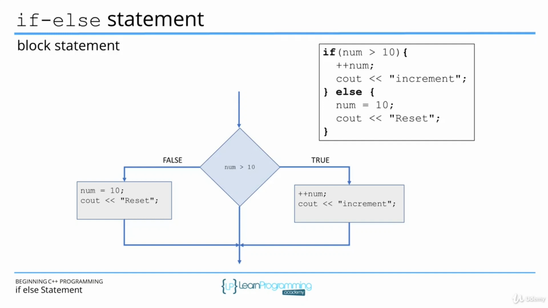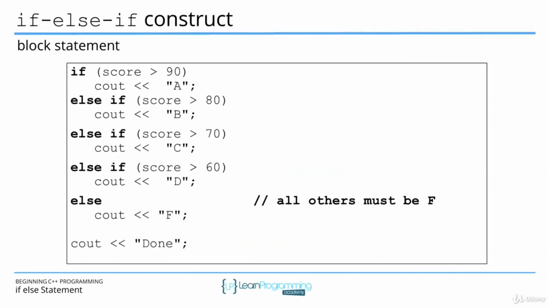Finally, let's see another example where we group if-else if statements. In many cases, we can group if-else statements together. Here's a common example. Suppose I want to display a student's letter grade given their score on an exam. In this case, we can check if their score is greater than 90. If it is, we display an A and we're done. No other conditions will be checked. So we continue to the last output statement and display done.